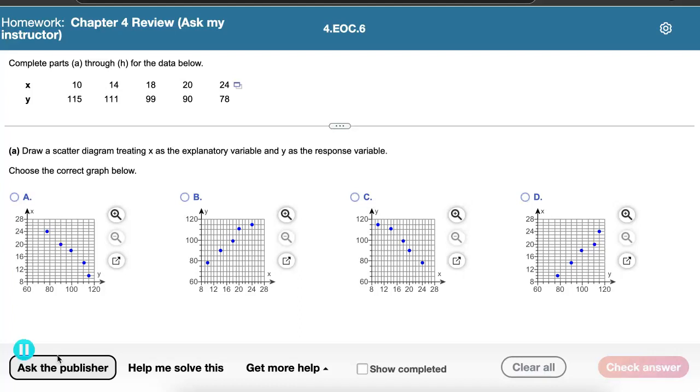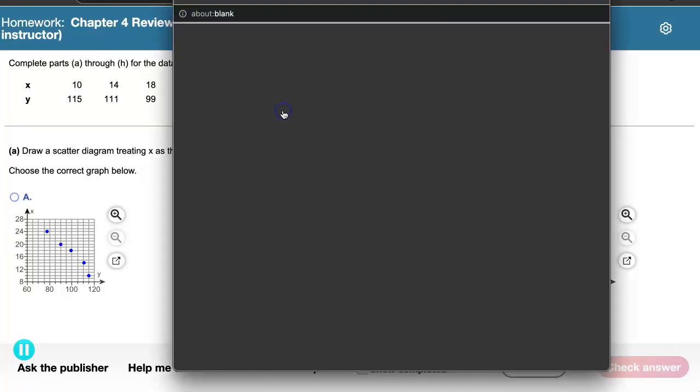In this example, we're asked several questions pertaining to the set of data given here. And for this particular video, I want to try to use StatCrunch as much as possible. So for the very first part, when we're asked to draw the scatter diagram, let's open up this data in StatCrunch.